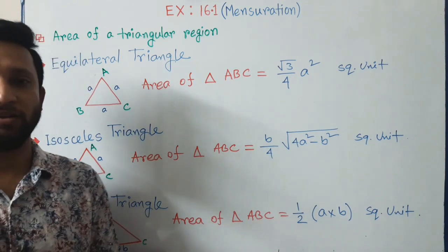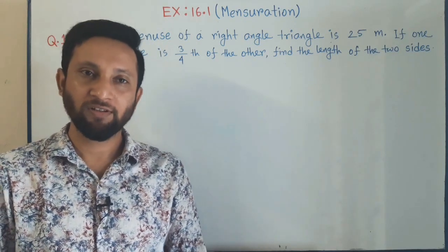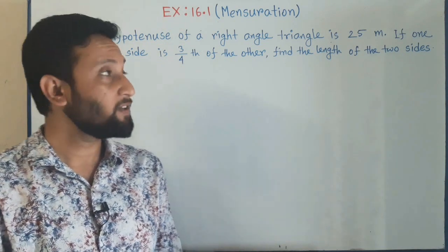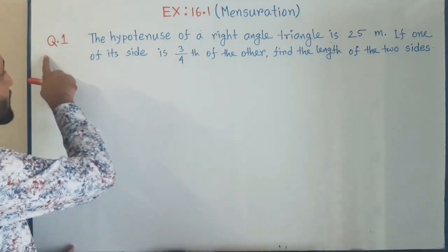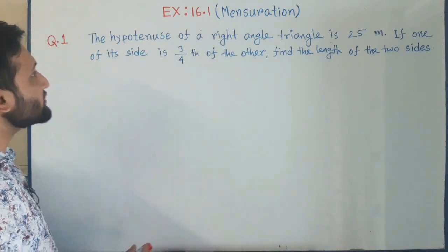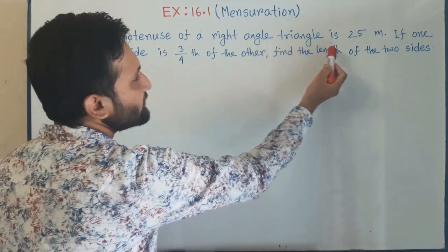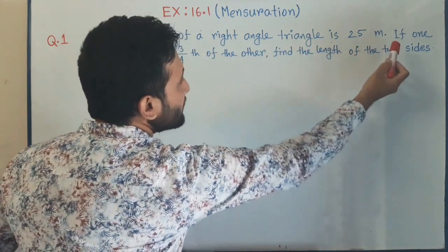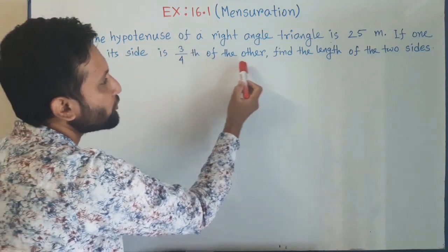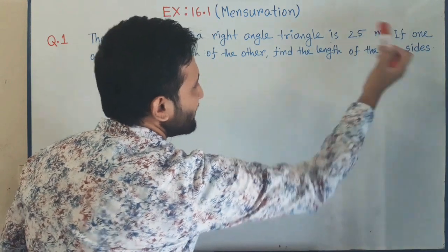I hope everybody is clear. Dear students, now I am going to solve some mathematical problems from this exercise. So here, this is question number 1 from exercise 16.1. The question is, the hypotenuse of a right angle triangle is 25 meter. If one of its sides is 3/4 of the other, then find the length of the two sides.